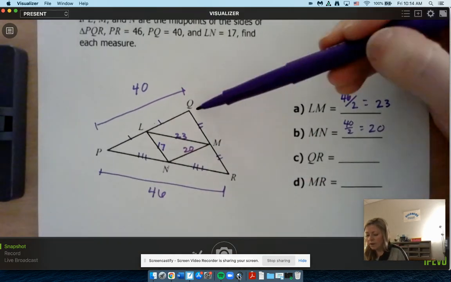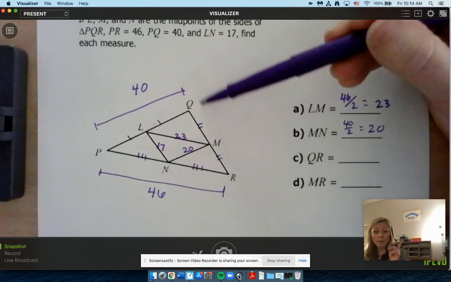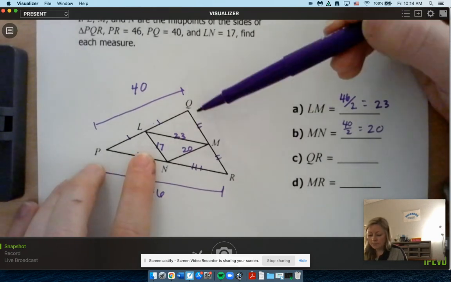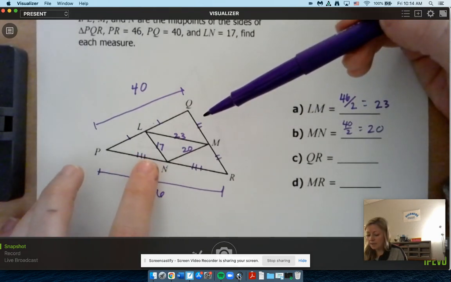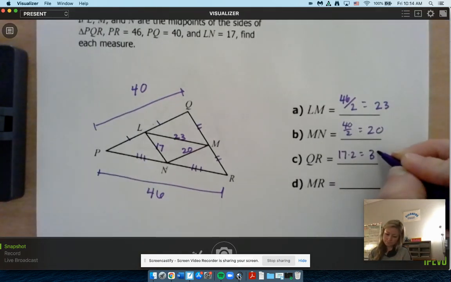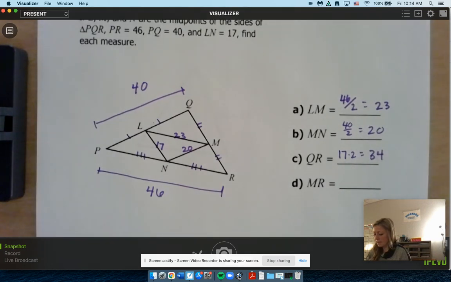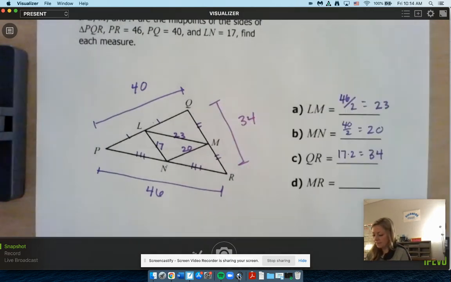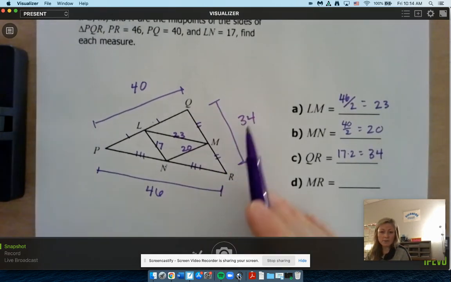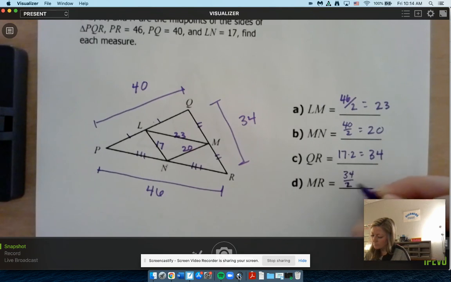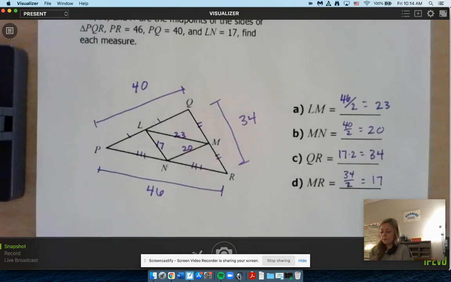Ooh, we're looking for QR. We don't know what QR is. However, we do know that our midsegment LN is parallel to that side. So remember, this is half as long as QR, so we can double it. So 17 times 2 is 34. Then our last one here, so we just found that this is 34. They are asking us to find MR, so half of 34, oops, is 17. Good work. That was a fun one.